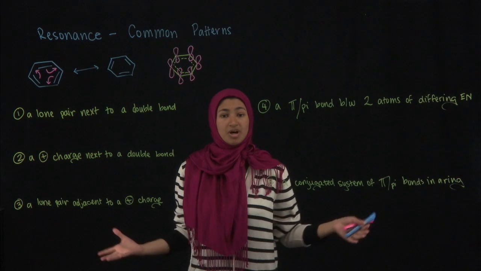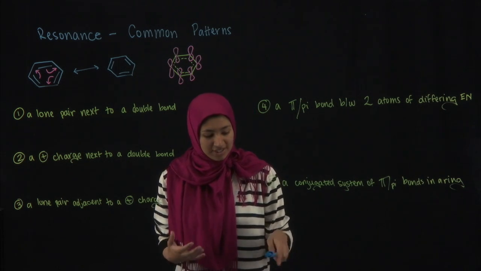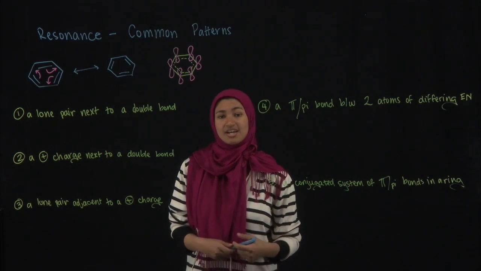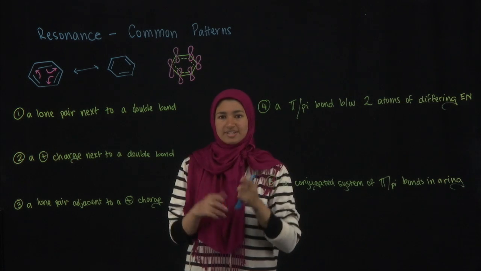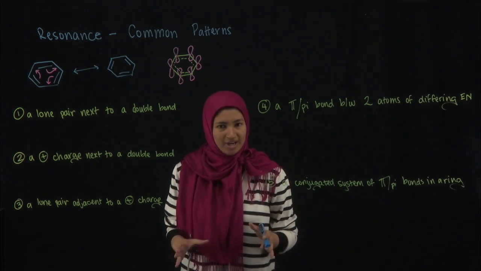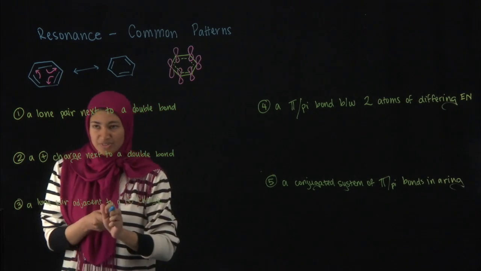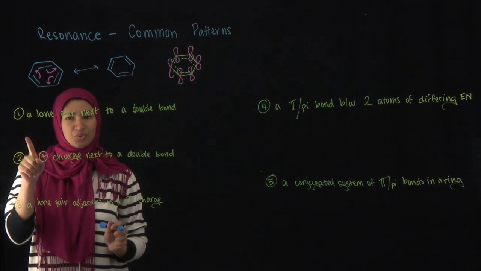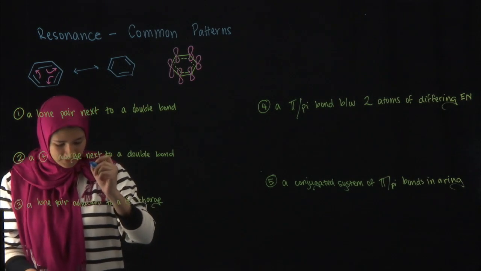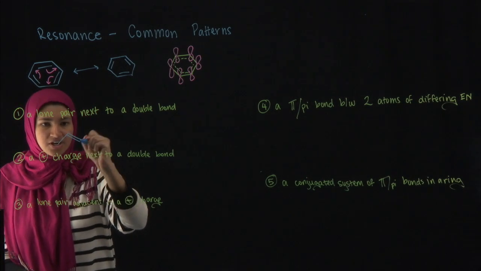But what I can talk to you about is some patterns that you can look for. So when you see a bunch of molecules on your midterm and you want to assess which ones display resonance, you can kind of look for these 5 key patterns. Again, don't memorize, analyze each molecule on its own. And we'll start with our patterns. The first one is a lone pair next to a double bond. So I'm going to draw our example here.